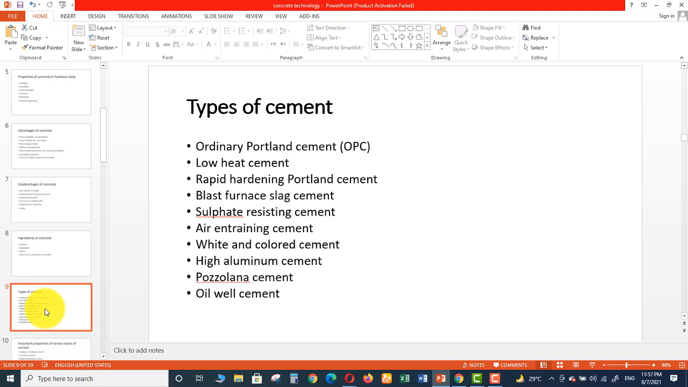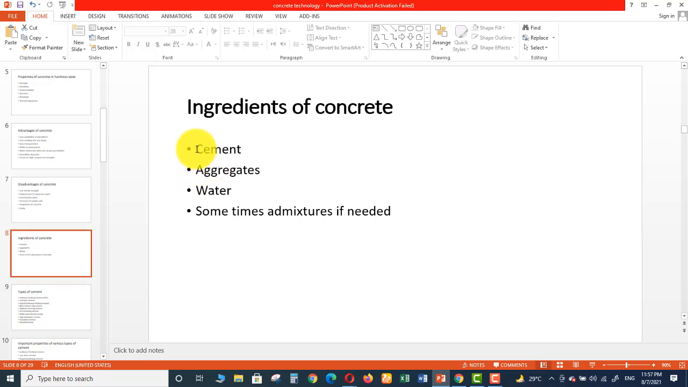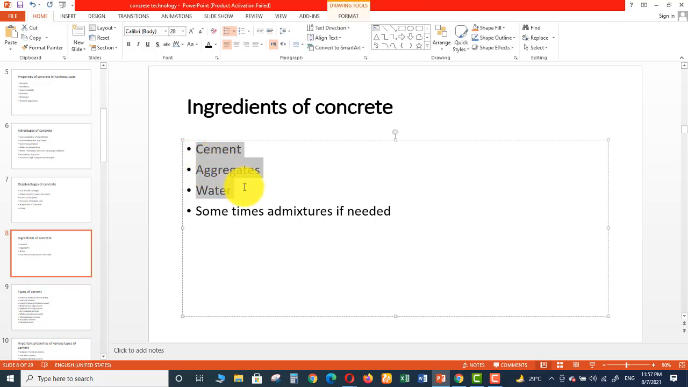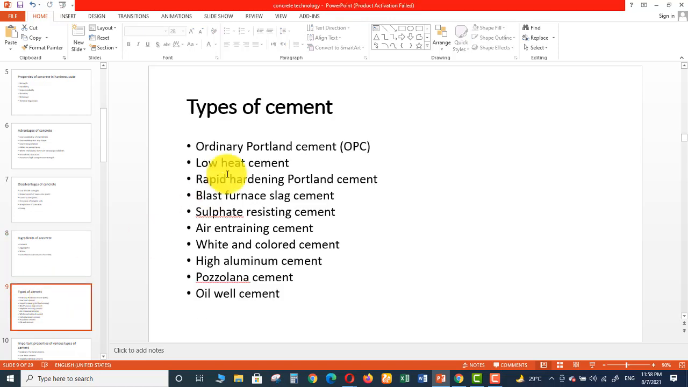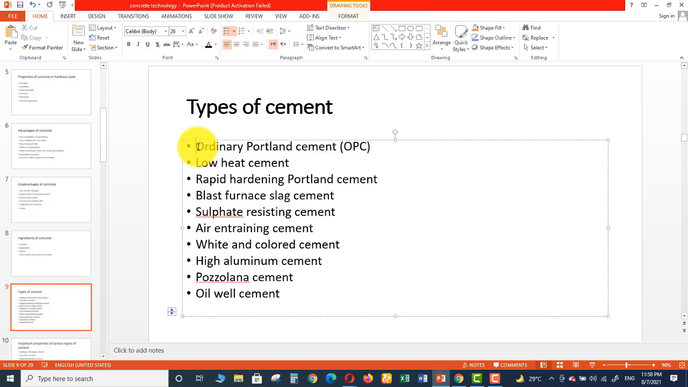The next is types of cement. As we discussed these ingredients, cement, aggregate, water, and then admixtures, we will start with the cement. We will first discuss the different types of cements and the uses of those types of cement. So these are some important types of cements which we use in our daily construction.